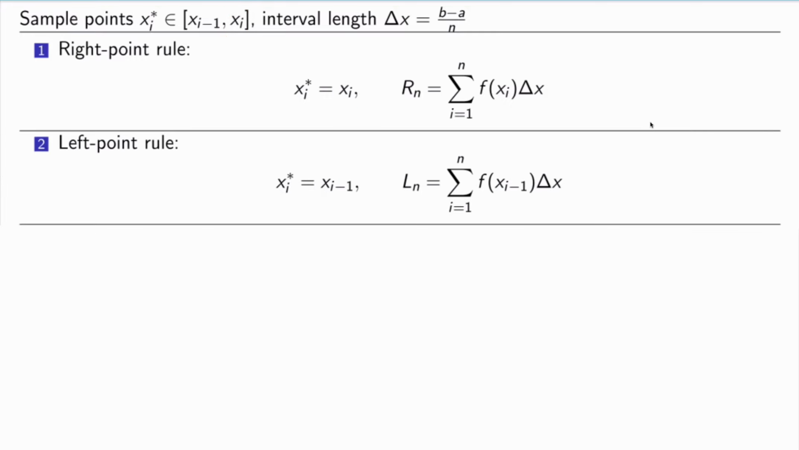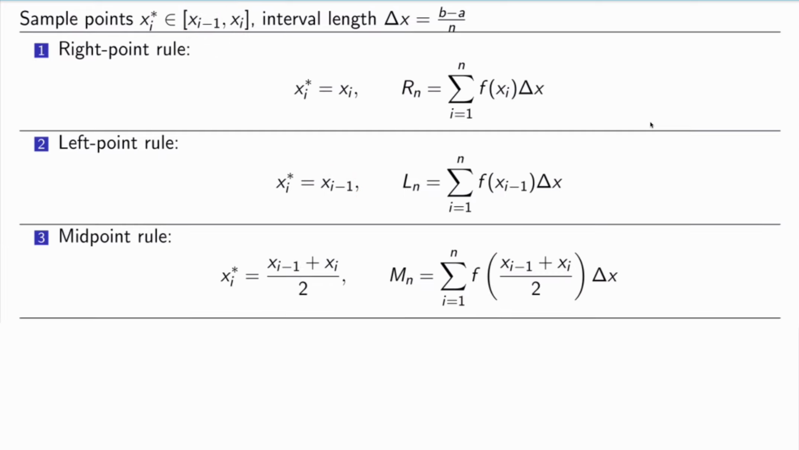In the left point rule, however, I use xi star to be xi minus 1, which is the left endpoint of the subinterval. I call the left point Riemann sum Ln. And then here I have the midpoint rule, which is also important. So I take xi minus 1 plus xi over 2, which is the midpoint. And then I can write down the Riemann sum for the midpoint, which gives me the midpoint rule.